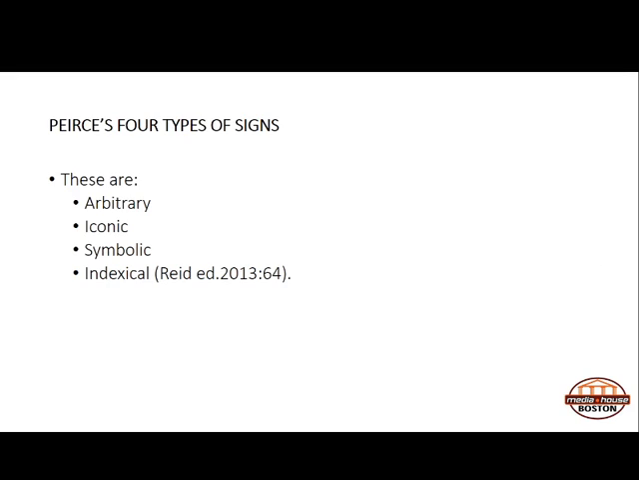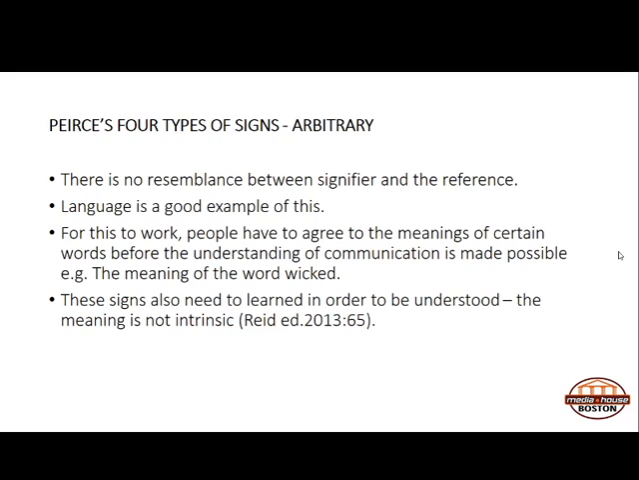So Peirce also said that there were 4 different types of signs. Okay, he said that there were arbitrary signs, iconic signs, symbolic signs, and indexical signs. So let's just go through these one by one. Your arbitrary signs are, for example, like language. There is no resemblance between the signifier and what it's signifying.